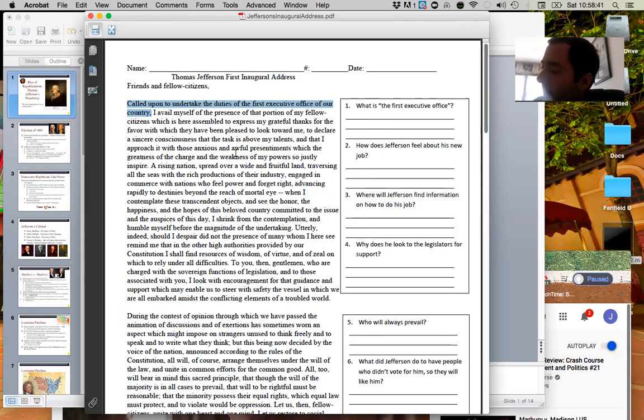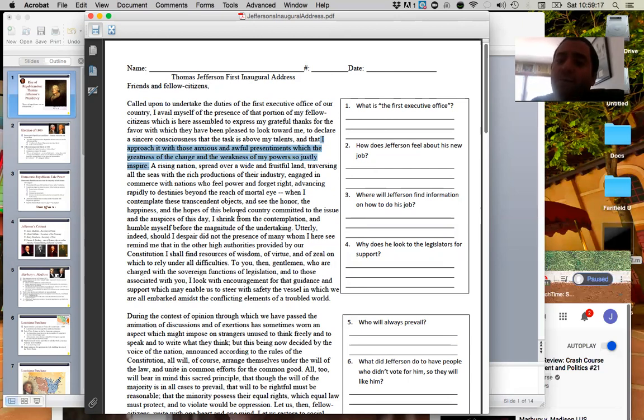Number two, how does Jefferson feel about his new job? I'd like you to look right here, and you could feel free to highlight or underline these too. This is for deeper understanding of one of the most famous inaugural addresses in history, his first inaugural address. I approach it, the presidency, with those anxious and awful presentiments, which the greatness of the charge and the weakness of my powers so justly inspire.